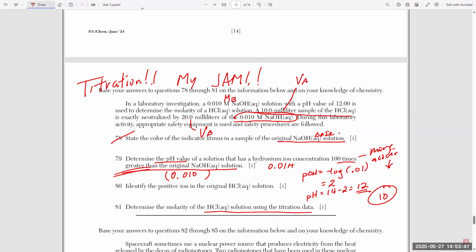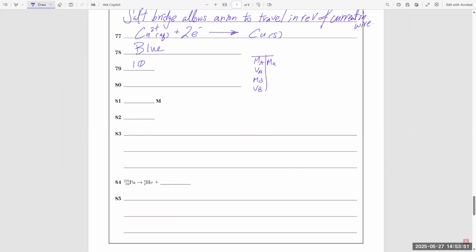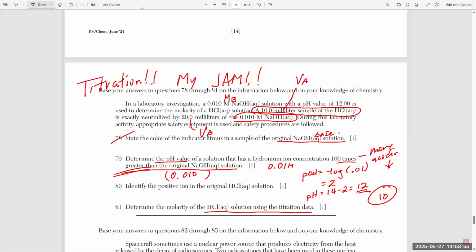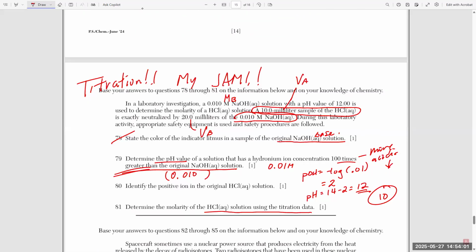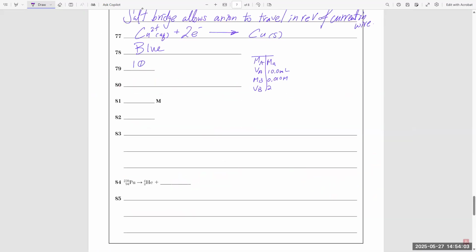10 milliliters of this. This is what I was pointing to, right? So VA is 10.0 milliliters. MB is 0.010 molar. VB is 20 milliliters. And let's set up the problem.